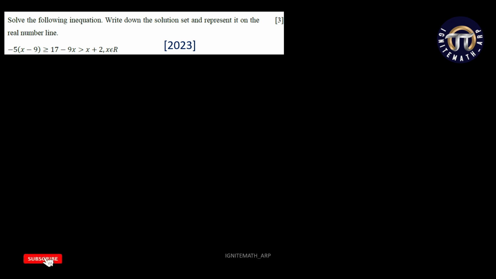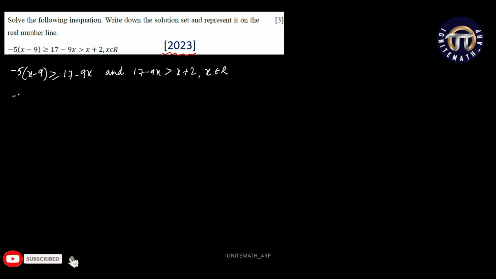This question has appeared in a 2023 examination. Now let us see how to solve it and how the marks distribution works. Clear? So now let me write the question first. -5x minus 9 greater than or equal to 17 minus 9x, and there are two parts, I need to split it. So 17 minus 9x greater than x plus 2, and x belongs to the set of real numbers.